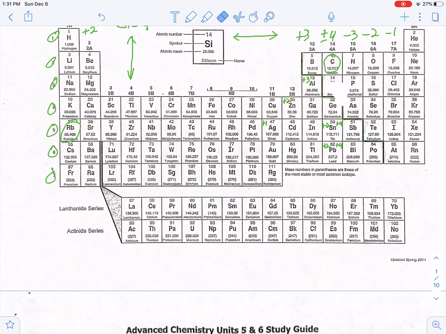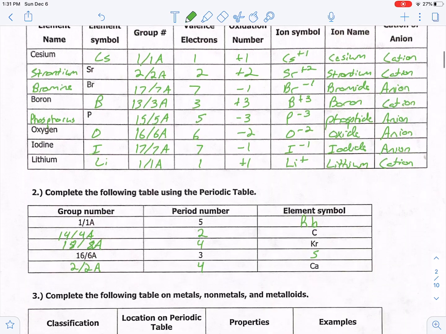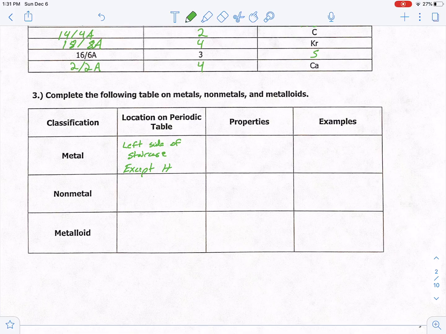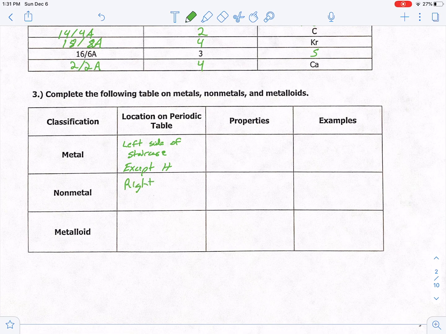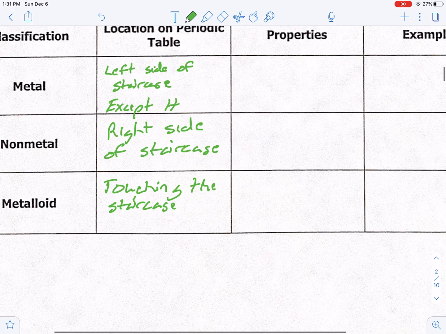Okay, so now let me clear some of this up. Your metals are on the left side. Your non-metals are going to be on the right side. And then your metalloids are going to be the ones that follow right along that staircase. So they're the ones that are touching the staircase. Okay, so they're touching the staircase, but there's one exception, except aluminum.